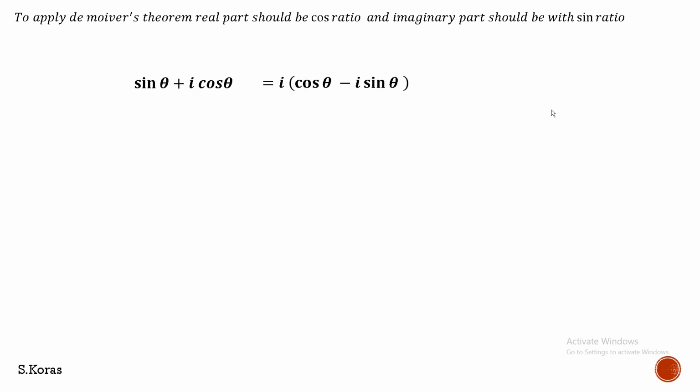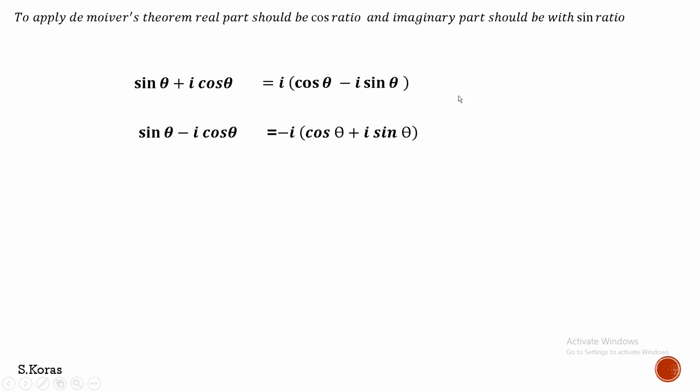And in the second case, if the problem is like this, sin theta minus i cos theta, then its solution is like this, that is, this minus i comes here. If it is negative, it becomes positive. As usual, sin should become cos and cos should become sin. Like this, you can keep these things in your mind very easily.